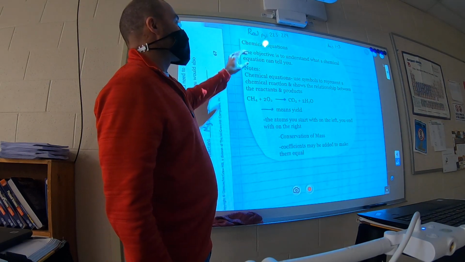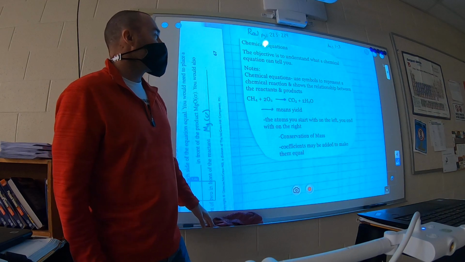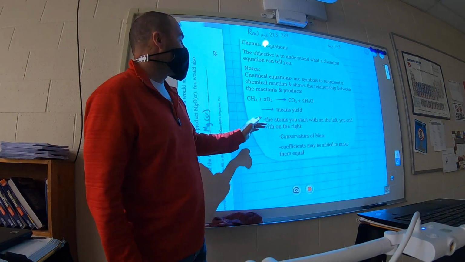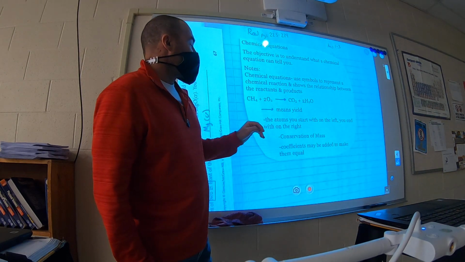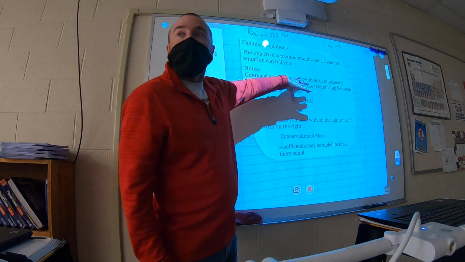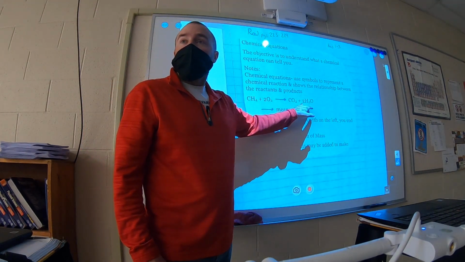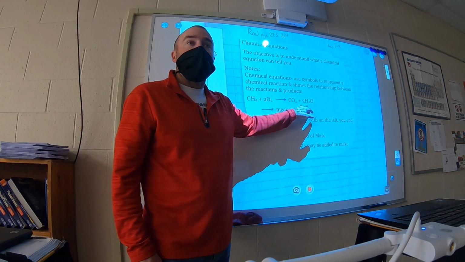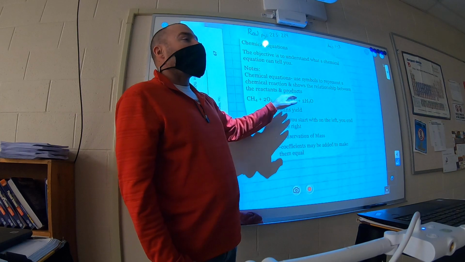So the objective here is to understand what a chemical equation can tell you. A chemical equation uses symbols to represent a chemical reaction and shows the relationship between the reactants, which would be this side of the equation, and the products. Okay? These 2 things react to form these 2 products, in other words. All right? So the way we're going to do it is the arrow is going to point to the products.